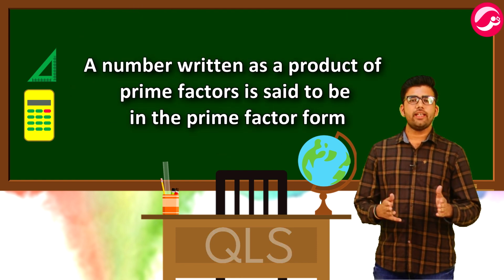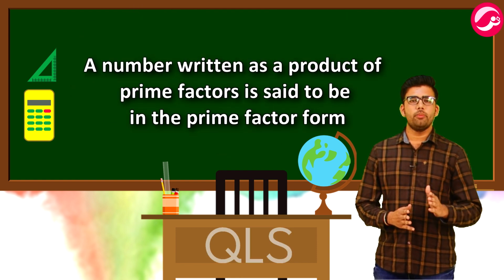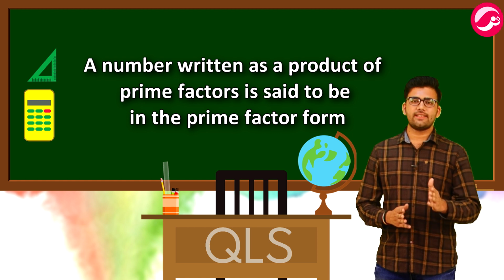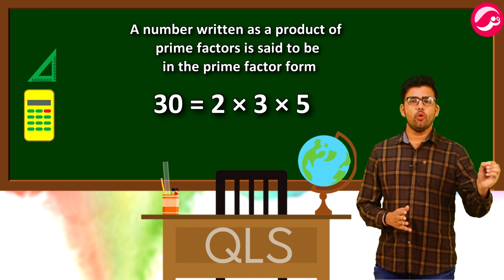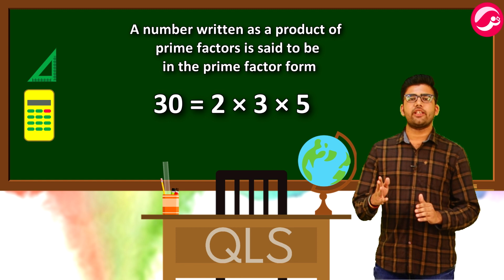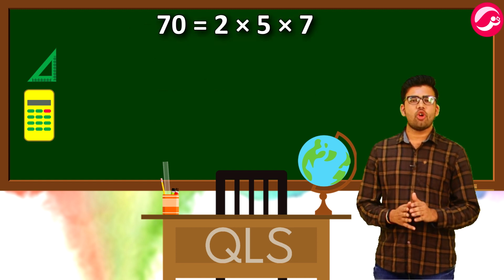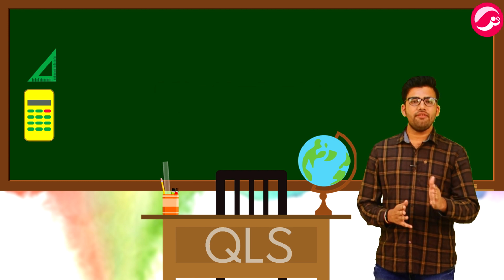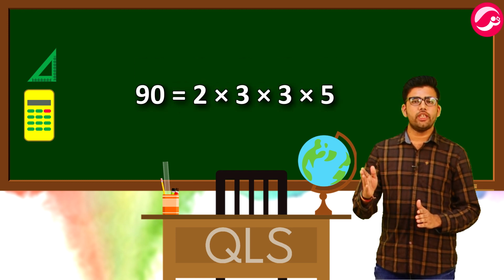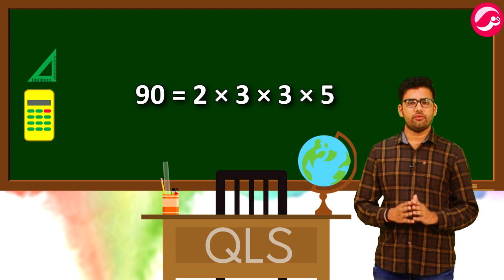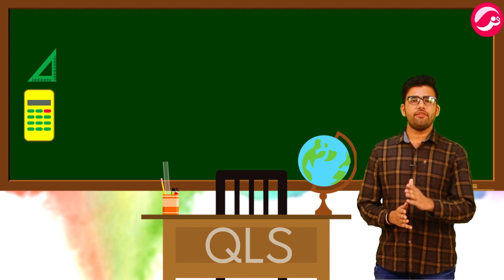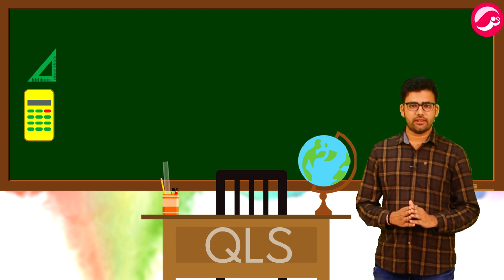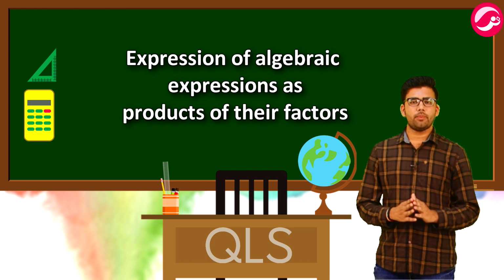A number written as a product of prime factors is said to be in prime factor form. For example, 30 written as 2 into 3 into 5 is a prime factor form. The prime factors of 70 are 2 into 5 into 7 and the prime factors of 90 are 2 into 3 into 3 into 5 and so on. We should remember that prime factors के हम और further factorization नहीं कर सकते हैं. Similarly, we can express algebraic expressions as the product of their factors. This is what we shall learn in this chapter.